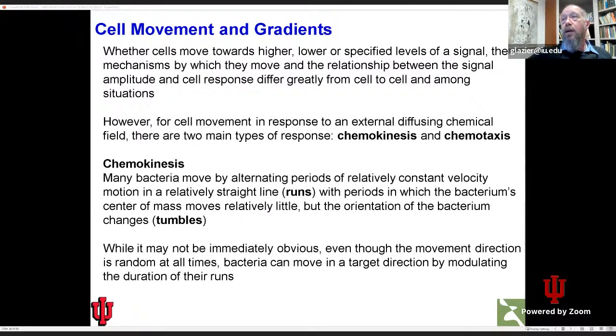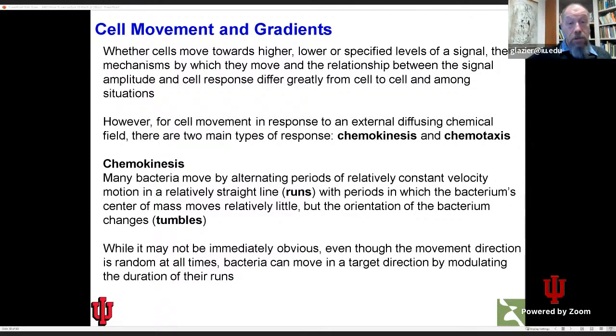Sorry about that. So it's possible for cells to move generically up towards higher concentrations of whatever it is, down towards lower concentrations, or sometimes they have some sweet spot in the middle that they like. And whether they respond in a linear fashion or nonlinear fashion, uniformly or with temporal pattern, varies a lot. The two classical responses to chemical fields are chemokinesis and chemotaxis. Both of them have the same net effect, but very, very different mechanisms at a microscopic level.